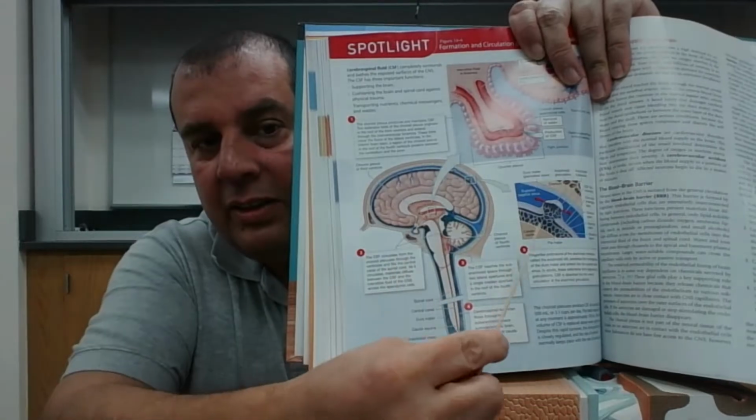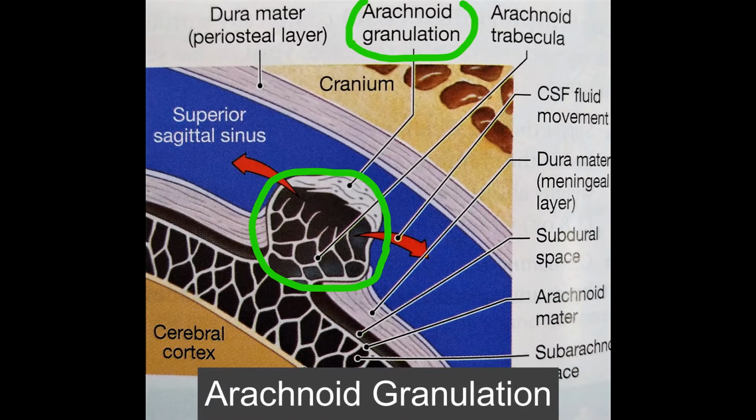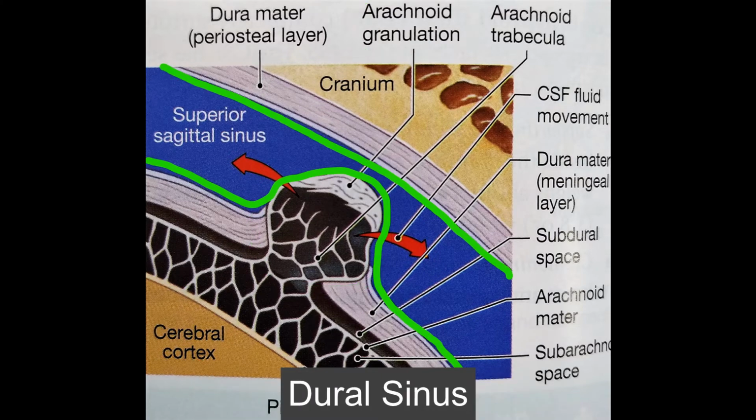All right, so let's do the CSF circulation. Within our brain, we're going to have cavities and spaces which allow the CSF to travel through it. Okay, and let me just show you a little diagram here. Here you can see our subarachnoid space and arachnoid granulation dumping the CSF into the bloodstream.